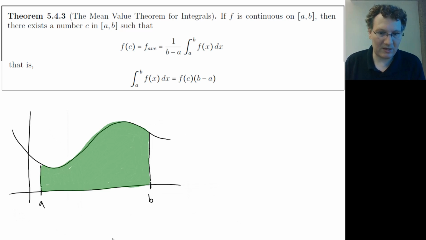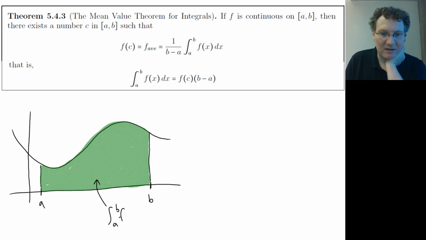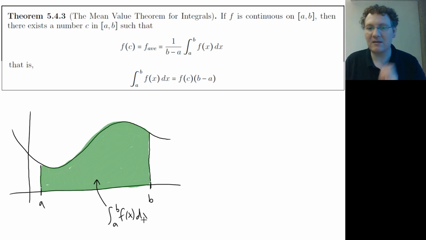Okay, so here we have these bounds, right? We've got the integral from A to B. So the area in here, the area in green, is the integral. The average value is this area times 1 over b minus a.